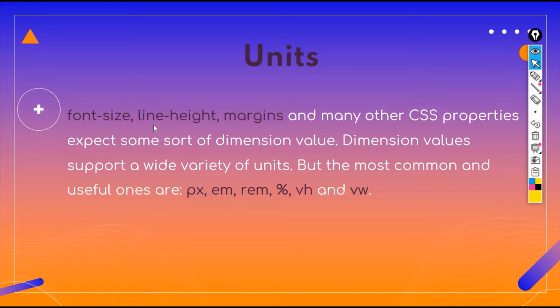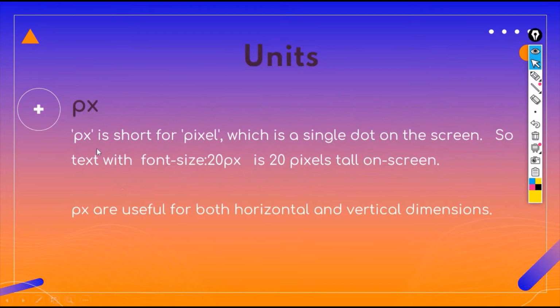Properties like font size, line height, margins, and many other CSS properties expect some sort of dimension value. Dimension values support a wide variety of units, but the most common and useful ones are px, em, rem, percent, vh, and vw. So px is short for pixel, which is a single dot on the screen.